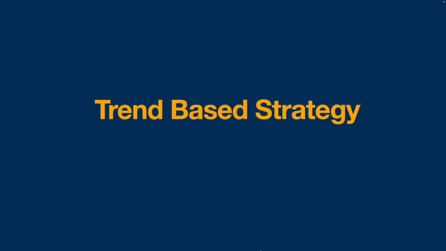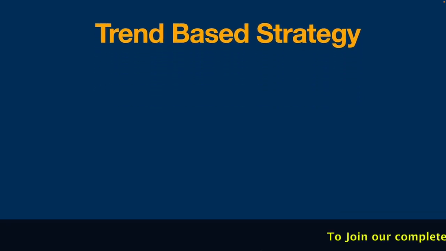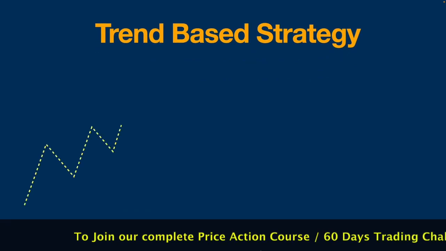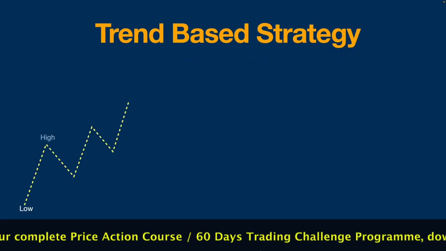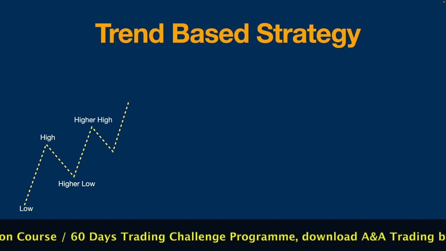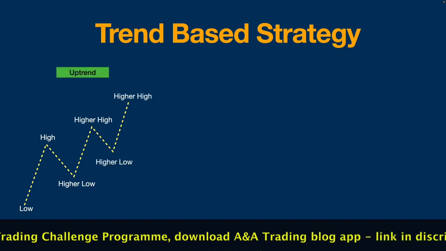Traders, the first thing we need to understand is this is a trend-based strategy. This means only when the market is trending will we use this strategy. Now, what are the situations when the market will be trending? Situation number one, if the market is making a movement like this, forming lows and highs, higher lows and higher highs, this simply means the market is in an uptrend.